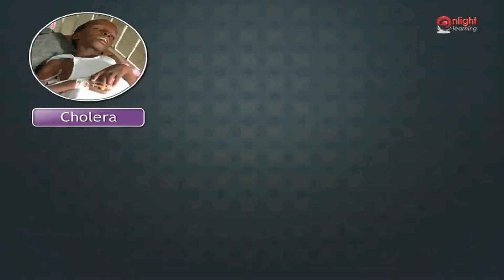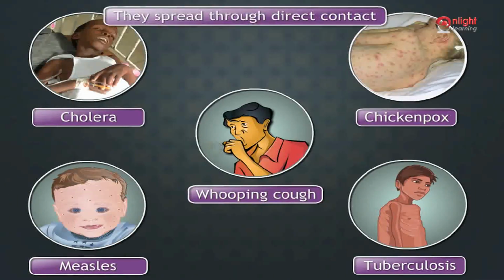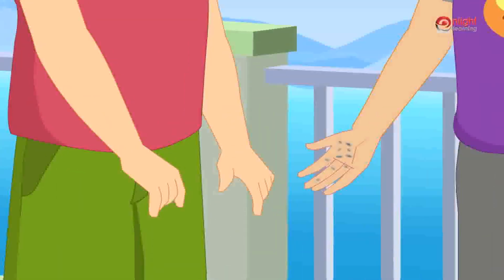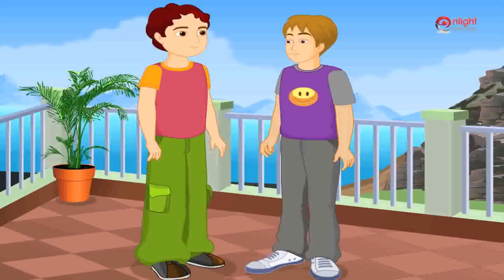Diseases like cholera, chickenpox, measles, tuberculosis and whooping cough spread through direct contact. If hands are not washed after going to the toilet, the germs from the hands of an infected person can pass on to another person who is healthy by a handshake.